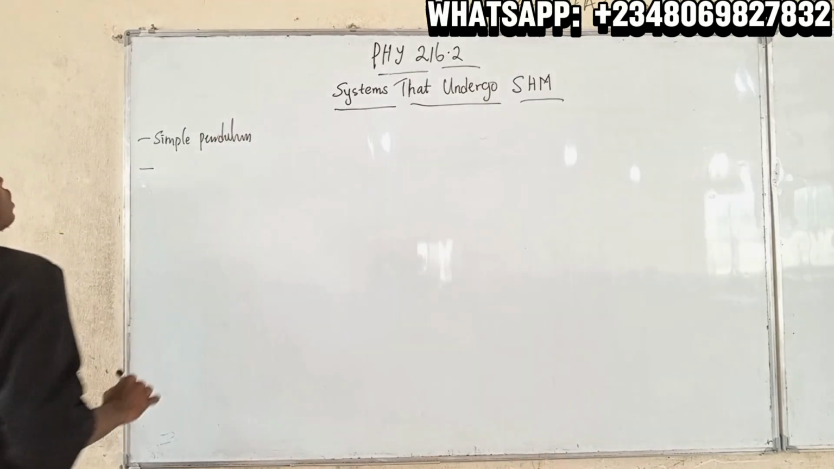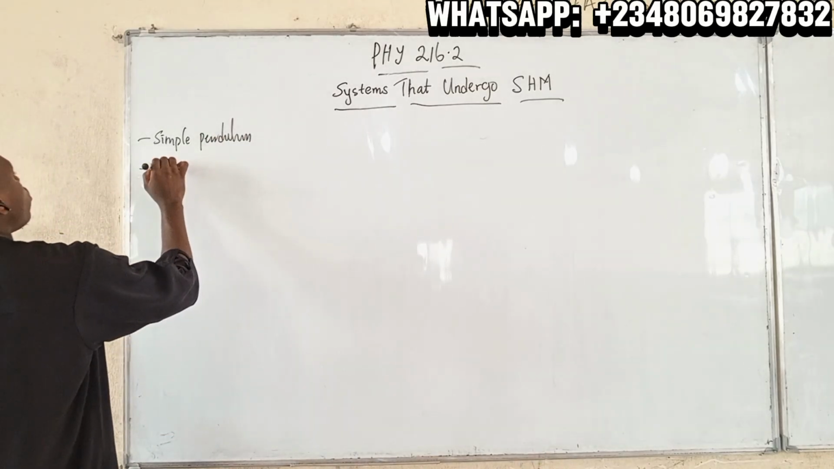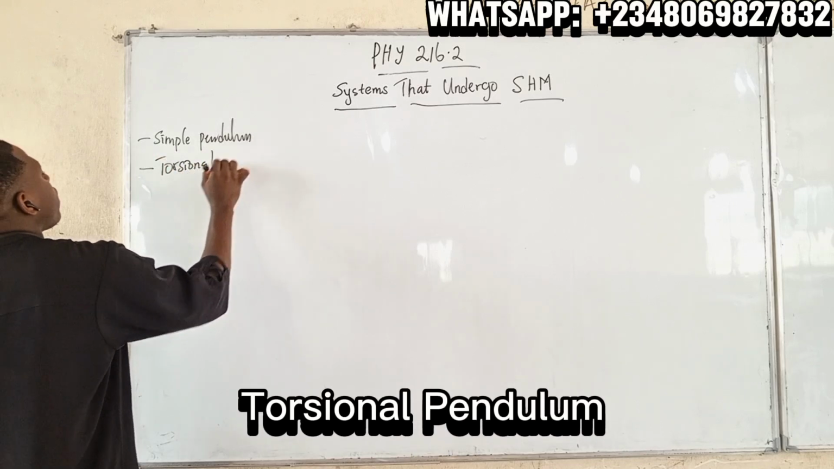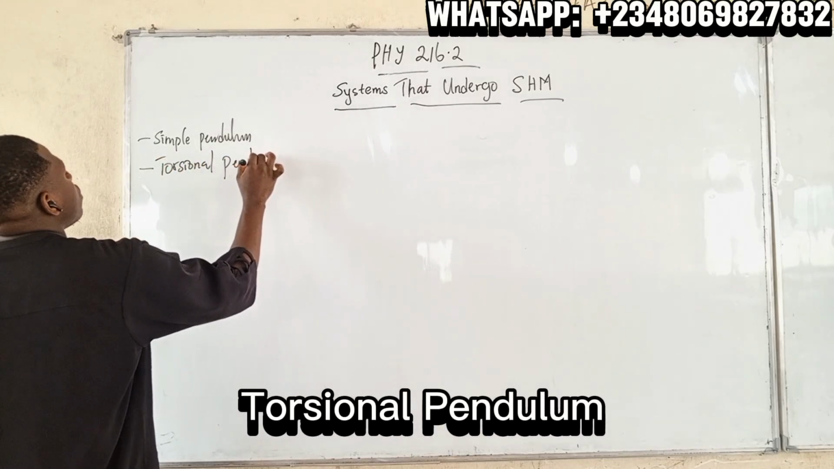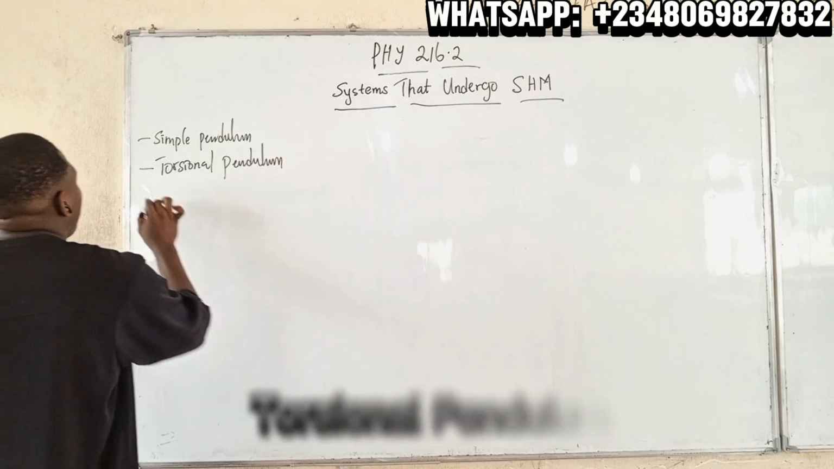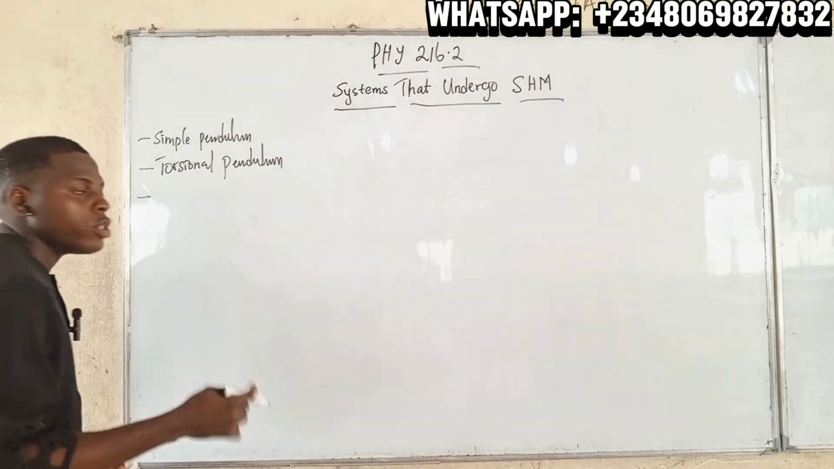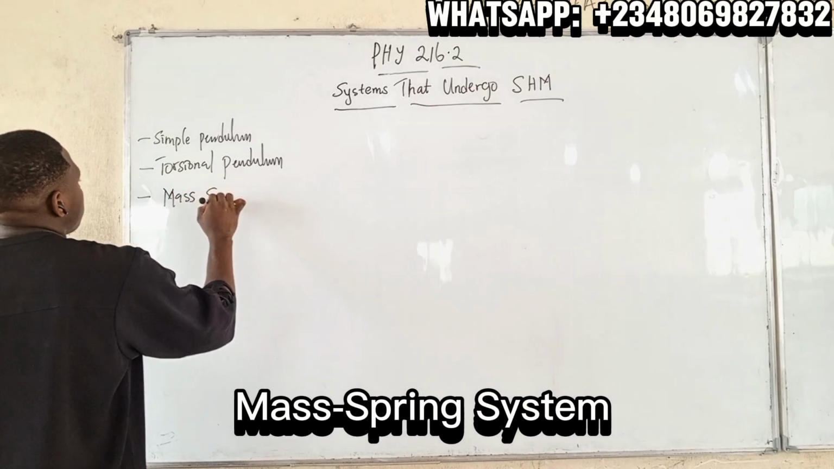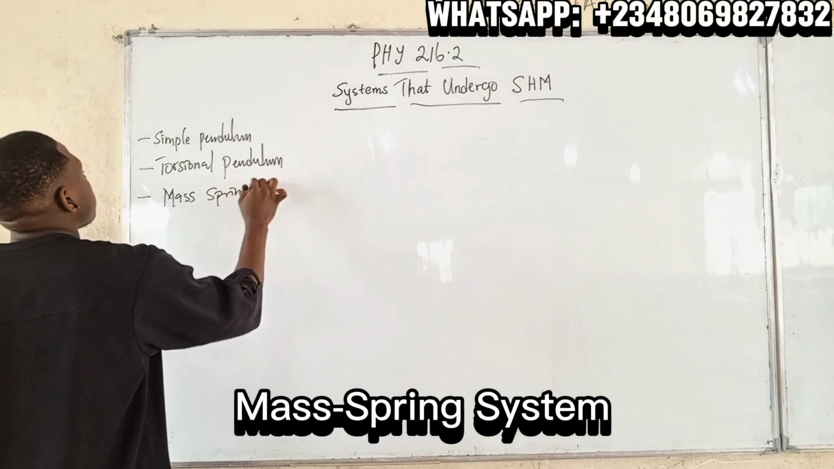The second one is the torsional pendulum. And the last one, which we consider, is what we call the mass spring system.